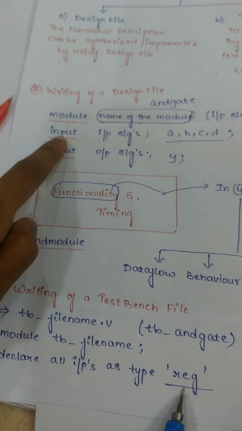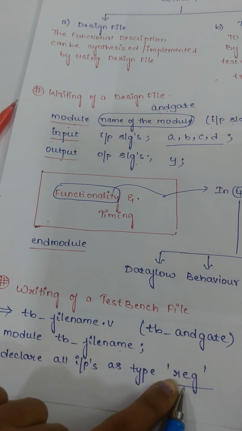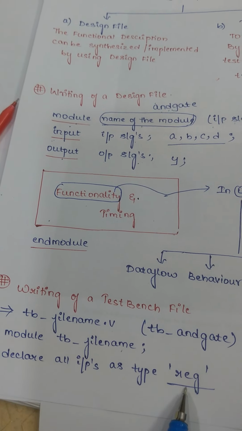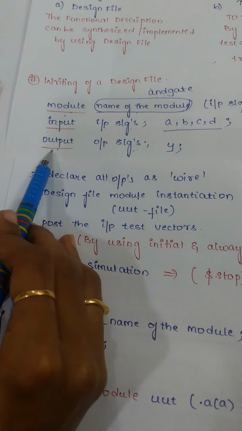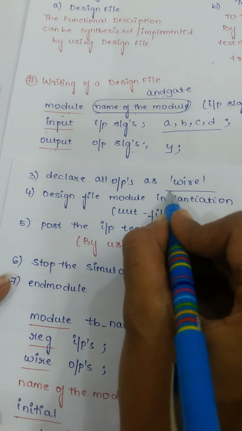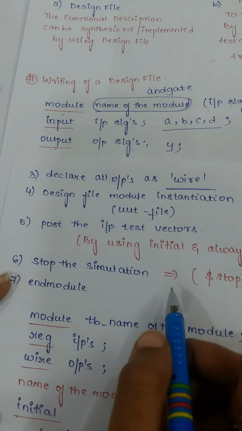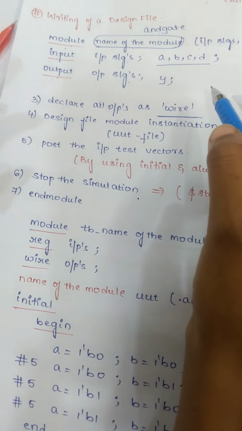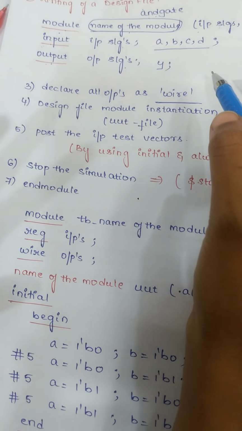So in place of input you have to write reg. Okay, that is the next rule. Now the third rule is, whatever outputs you are mentioning, all those outputs are to be represented as wires, interconnections to be mentioned. Okay, now another thing, you declared inputs, outputs, and the name of the module.